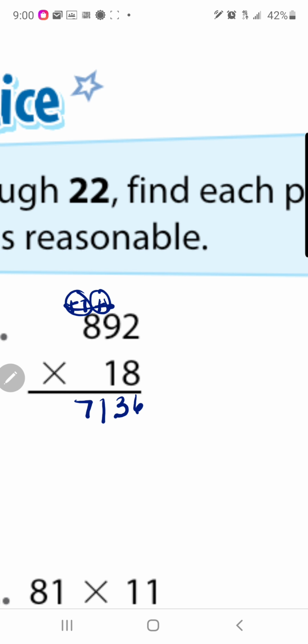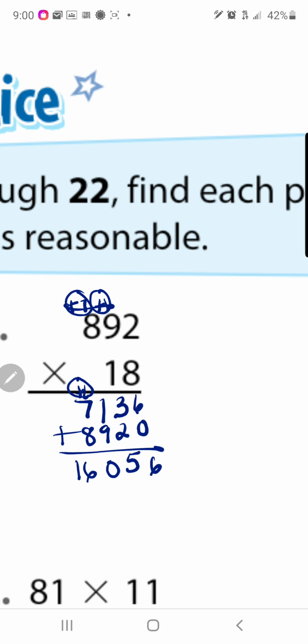Get rid of those regroup numbers, and anything times 1 is the same number. But before we do that, let's put a 0 there, and then we can put our 2, 9, and 8. 6 plus nothing is 6. 3 plus 2 is 5. 9 plus 1 is 10. Bring down the 0, carry the 1. And then 8 plus 7 is 15, plus 1 more is 16. So there it is, finally. That's our actual multiple or product. Sorry about that, guys. Let's go on.